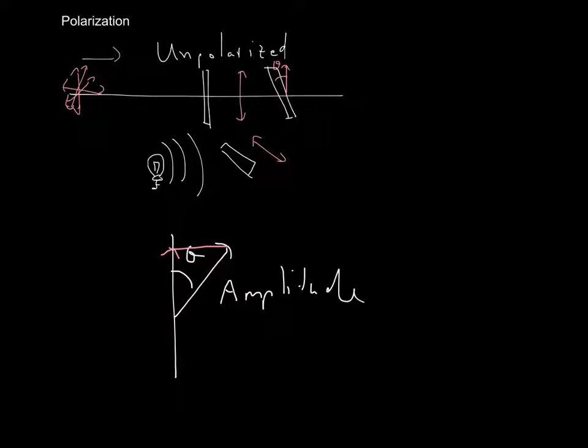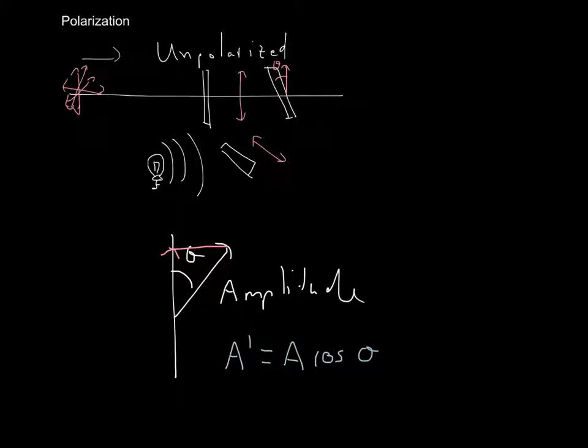Right, hopefully you did it. I don't know if you did, but I'm going to assume you did. So the new amplitude, let's just call it A prime, is going to be the old amplitude times the cosine of theta. Because remember, this is the adjacent side. So then the new amplitude is going to be less than the previous one by this factor, cosine of theta.